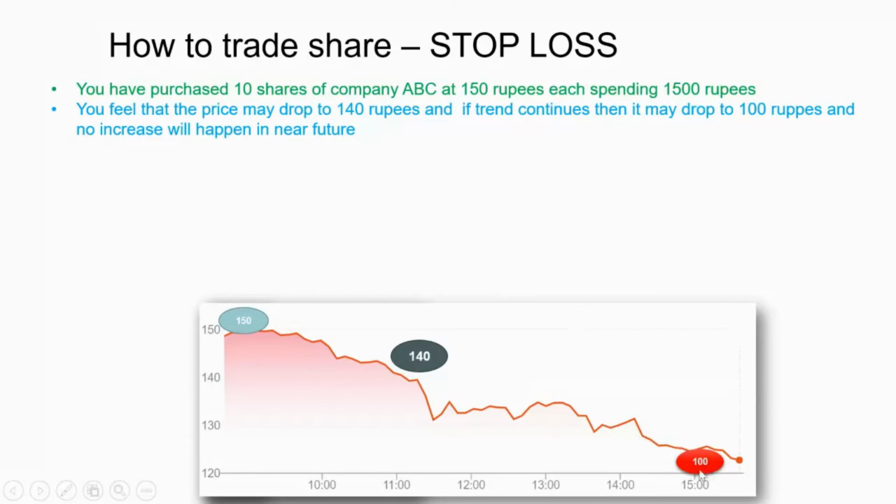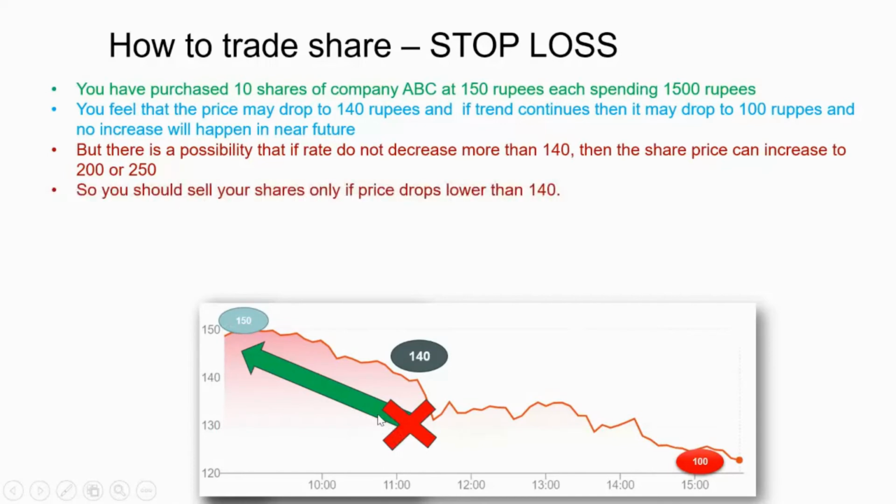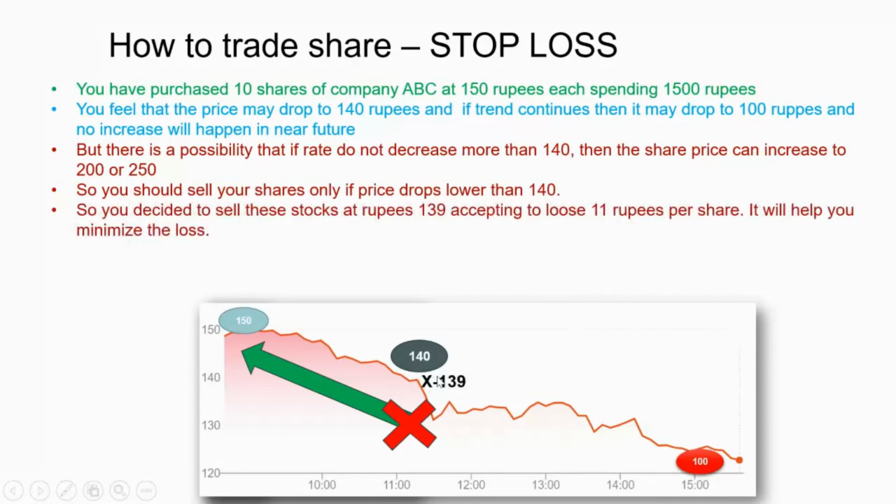And you don't expect an increase of the prices in the near future. But there is a possibility that if the price did not drop more than 140, then the rate can go up to 200 rupees or 250, and then you can make profit out of it. So you don't want to sell your shares now, and you want to wait and watch if the market price goes beyond 140. And you want to sell your shares only if the price of the shares drops below 140.